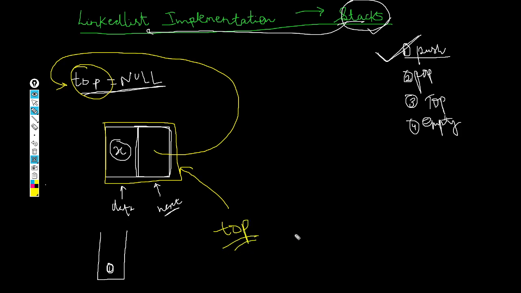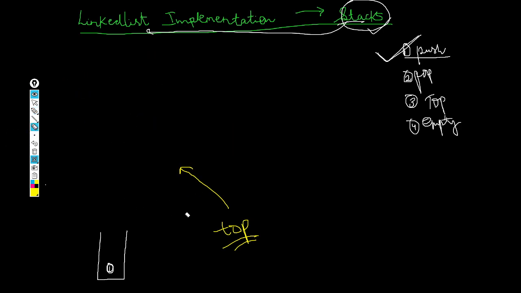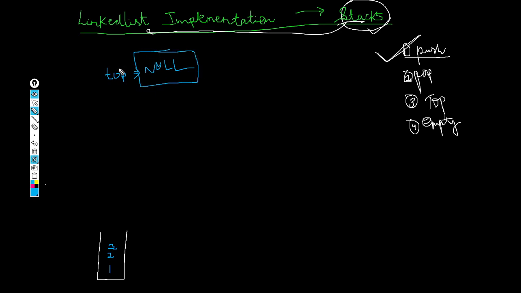Okay, so let me just simulate on a particular data to make this more clear, and how this is working. So let me just first clean this up. So let's say we had to insert some elements in the stack. Let's say we had to insert first a 1, then a 2, then a 3. We have to push these three elements. So initially we'll have our top pointer, which will be pointing towards null, or which will be null itself, whatever you may say. So let's say it is pointing towards null.